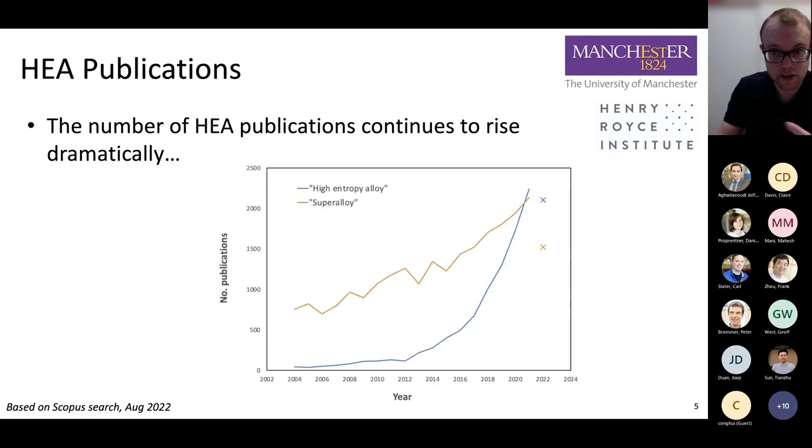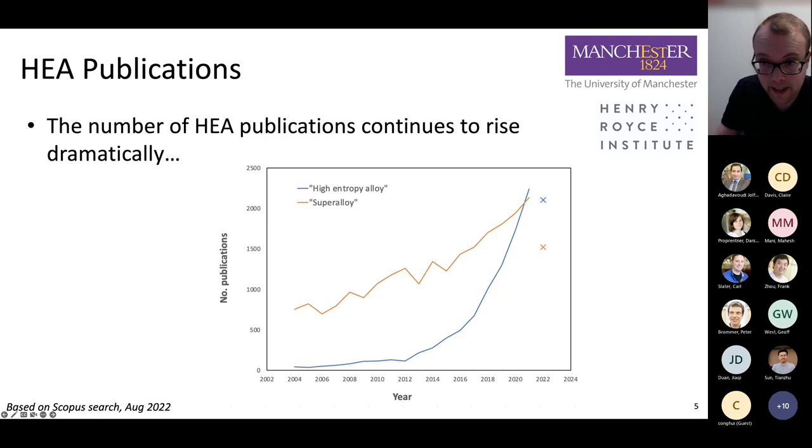Just to give you some background on the publications, the number of publications on high-entropy alloys continues to rise dramatically. I did a Scopus search in August for superalloy and for high-entropy alloy, and you can see here that last year the number of papers that had high-entropy alloy in the title surpassed superalloy.